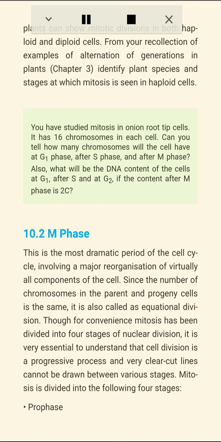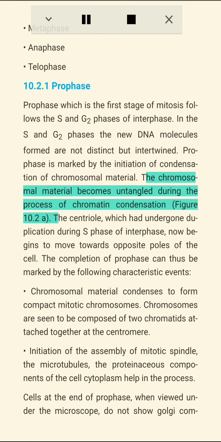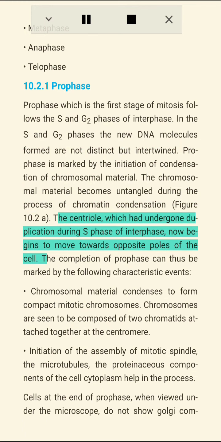10.2.1 Prophase, which is the first stage of mitosis, follows the S and G2 phases of interphase. In the S and G2 phases, the new DNA molecules formed are not distinct but intertwined. Prophase is marked by the initiation of condensation of chromosomal material. The chromosomal material becomes untangled during the process of chromatin condensation, Figure 10.2a.